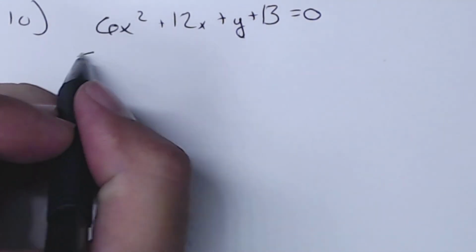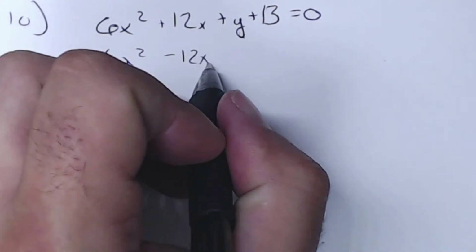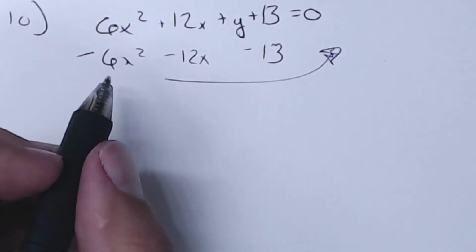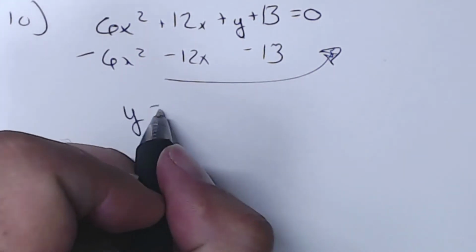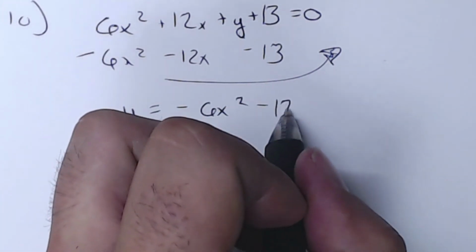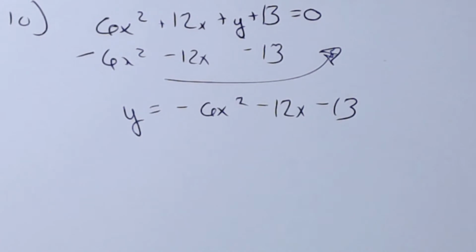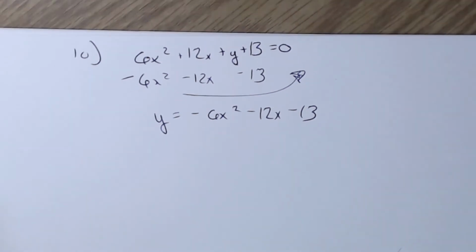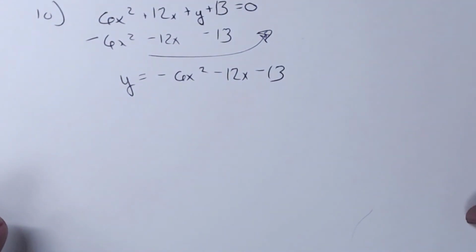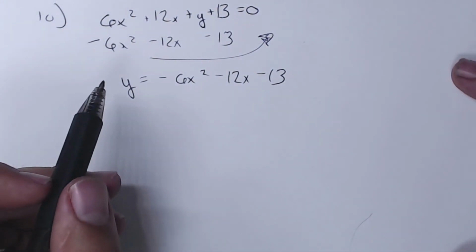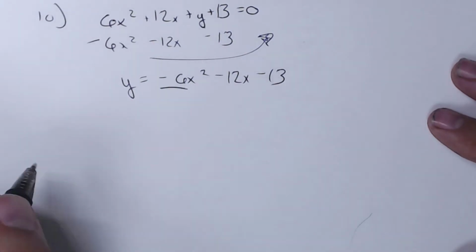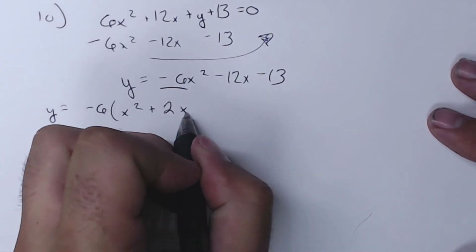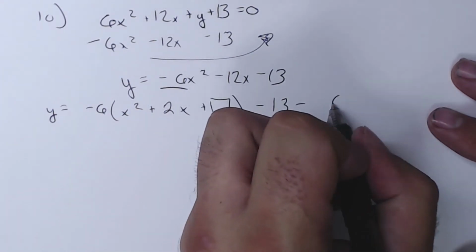It's not that complicated. Let's subtract 6x squared. Let's subtract 12x. Let's subtract 13. All to the other side. I'm not going to write all that because that's a lot of stuff. But now I'm left with y equals negative 6x squared minus 12x minus 13. I'm going to zoom out. I'm writing a whole lot of stuff down here. Sorry, I just thought it needed sound effects. All right. Now, this one's difficult because there's something in front of my x squared. So, y equals negative 6, x squared plus 2x plus my box minus 13 minus my box.